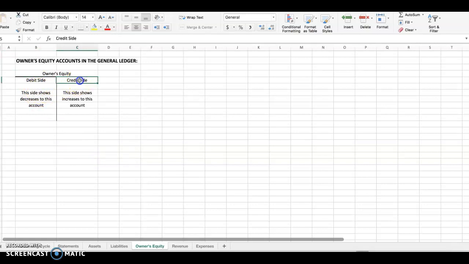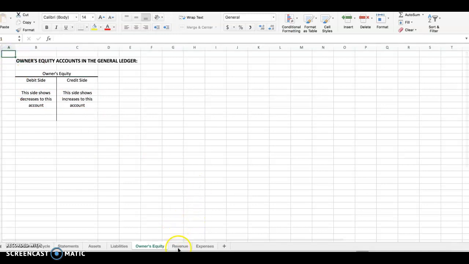Debit means left, credit means right, and for owner's equity, the credit side shows increases. The debit side shows decreases. So if our business is worth more money, whatever that value is would be increased and shown on the credit side. Again, you have to remember not only debit and credit side, but also which side shows increases, which side shows decreases, and you may need to go back and review this a few times.